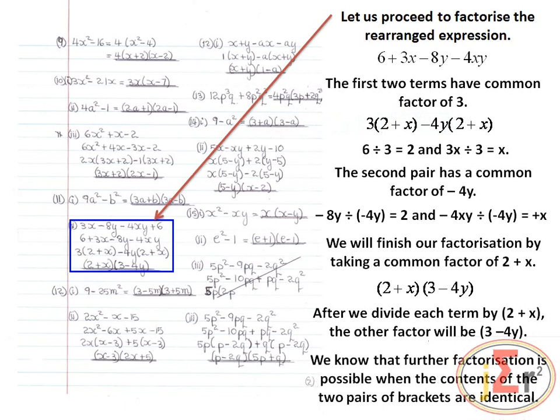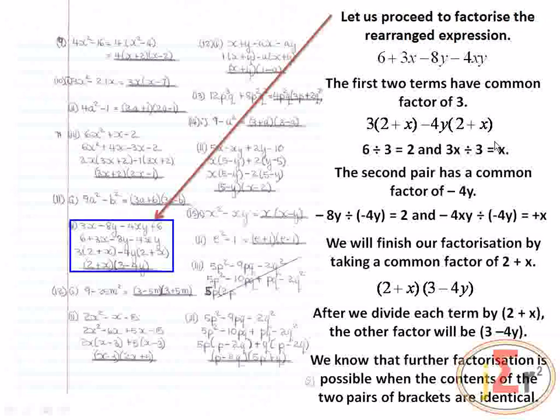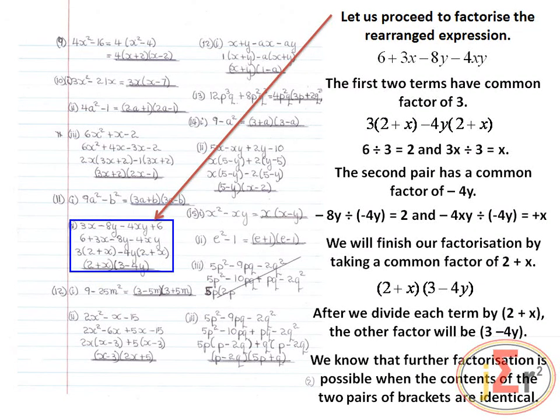We know that further factorization is possible when the contents of the two pairs of brackets are identical. So when we have 2 plus x in one, 2 plus x in the other, then they are identical. Further factorization is possible because we have a common factor.